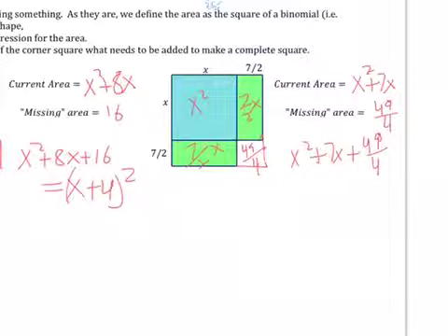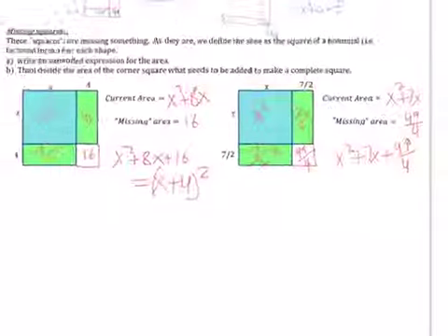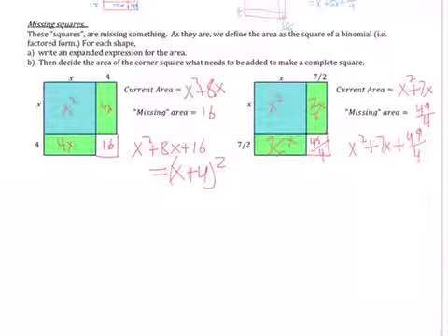Now we want to notice that this 49 fourths is just half of this 7 squared. Same thing over here. Half of the 8 gave us the 4, and we squared that 4 to get 16. So that's an important relationship. Let's use that.